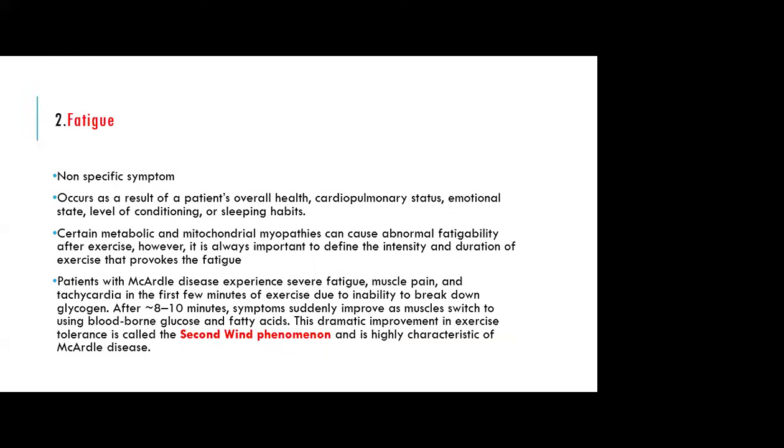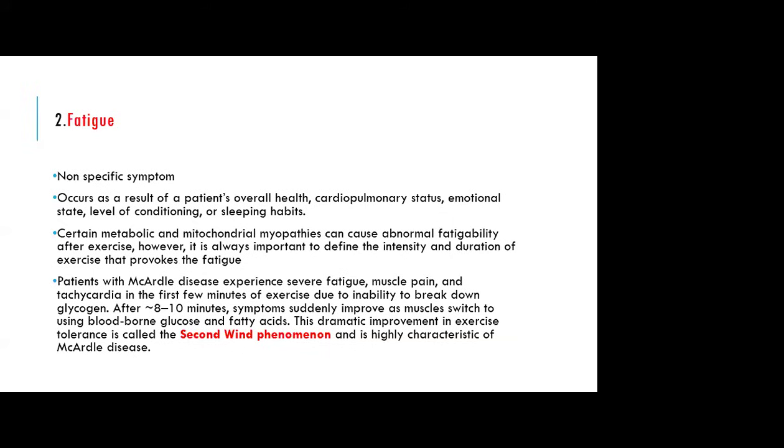One example is patients with McArdle syndrome. They experience a typical phenomenon called the second wind phenomenon. Usually, for the first few minutes, the patient has severe fatigue, muscle pain, and tachycardia due to inability to break down glycogen. However, after 8 to 10 minutes, symptoms usually improve as the muscle switches from blood-borne glucose to utilization of fatty acids. This is the characteristic of McArdle's disease.